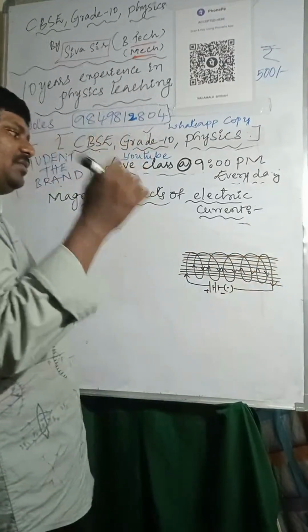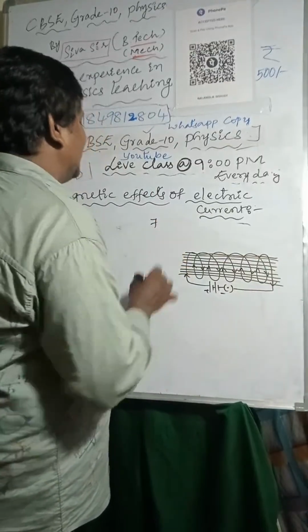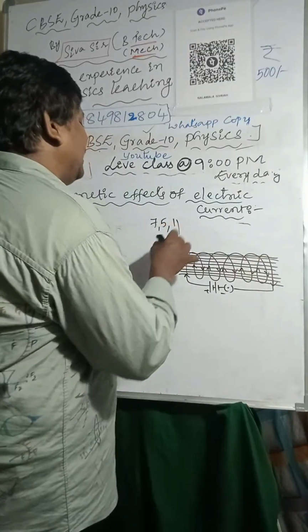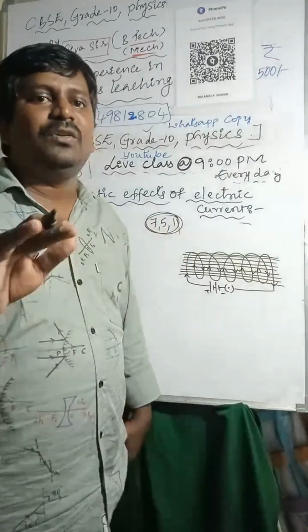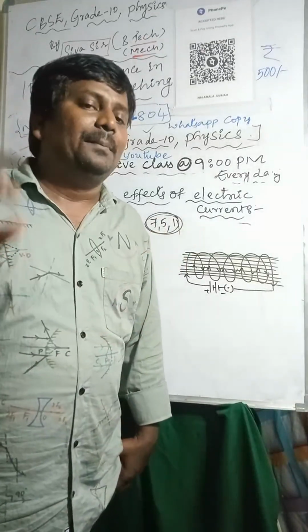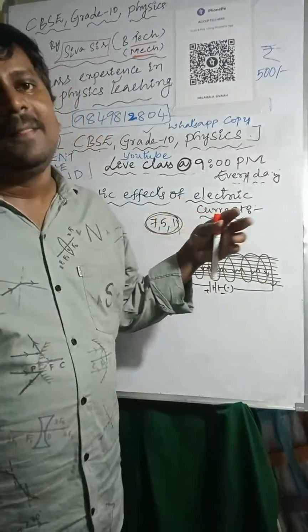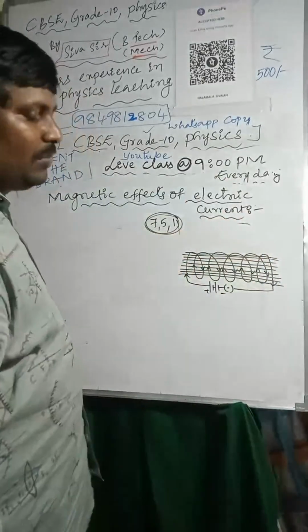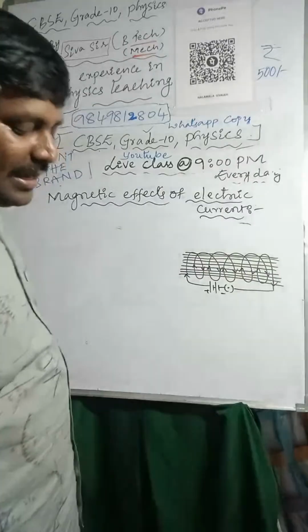Sir, why do we have to take 9 lines only? We can take 7 lines, we can take 5 lines, we can take 11 lines. Yes, according to your requirement, how you want to draw, you can draw. But my preferred number is an odd number, that is 7 or 9. So the diagram looks good, and it appears like a diagram like that.